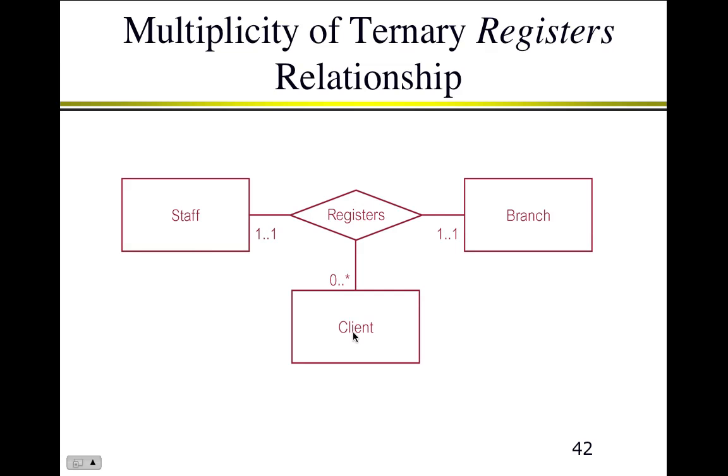So we have 0 clients. Just because we're in business doesn't necessarily mean we have clients. If we want to be successful, we're going to need clients, but it doesn't necessarily mean we have them yet. So a staff person might not have any clients, or might have more than 1 client. And then the client is going to register with the branch through the staff. Some students like to come up and put this in the middle and go this way, but it's really going through the registers relationship.